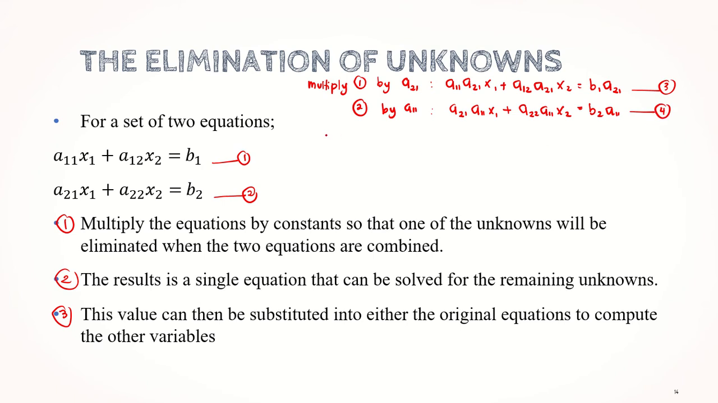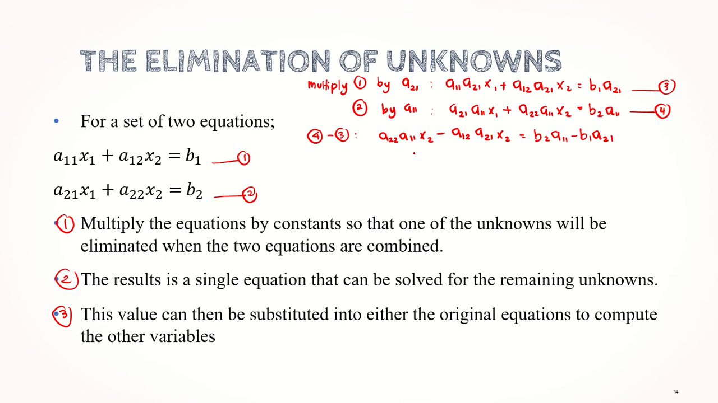We subtract equation 3 from equation 4, and we get this equation: a22 a11 minus a12 a21 x2. The x1 part here will cancel out. This equals b2 a11 minus b1 a21.